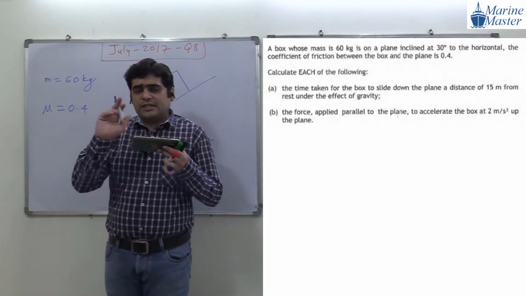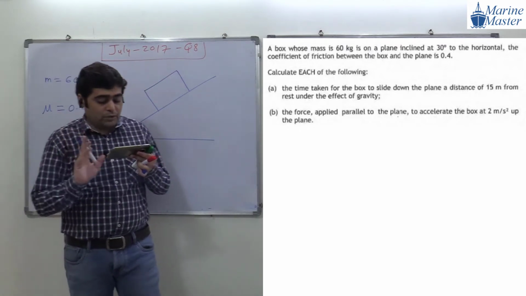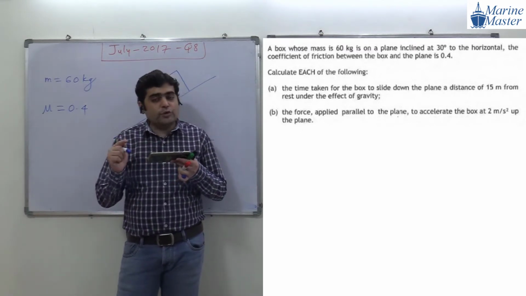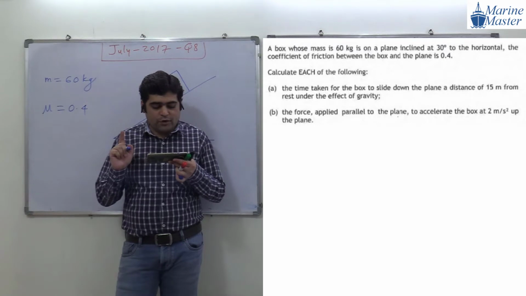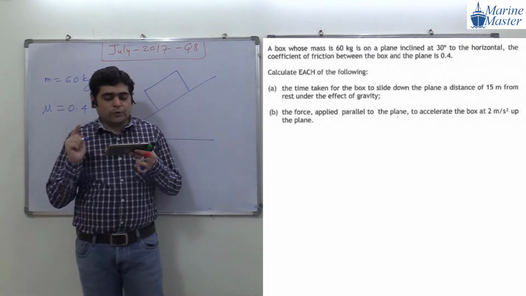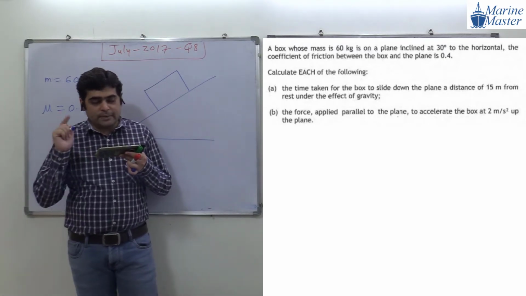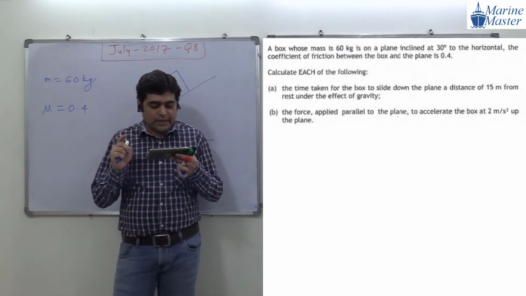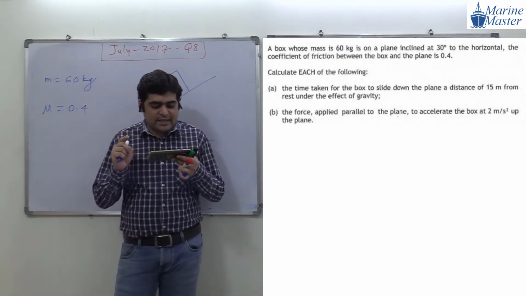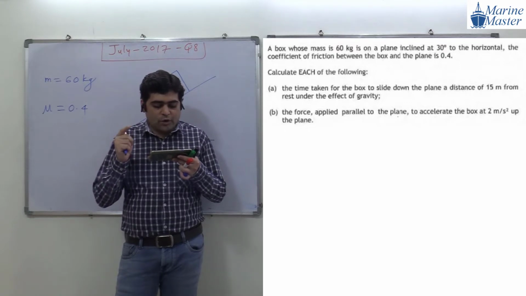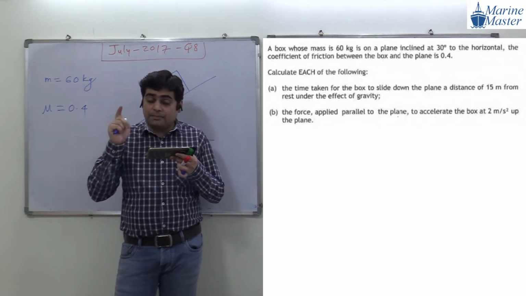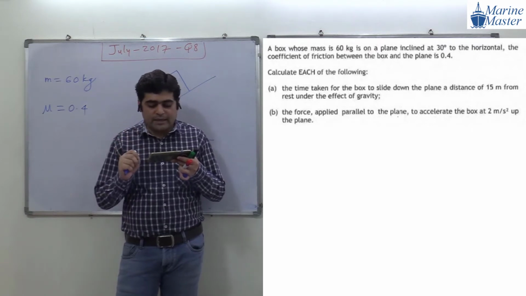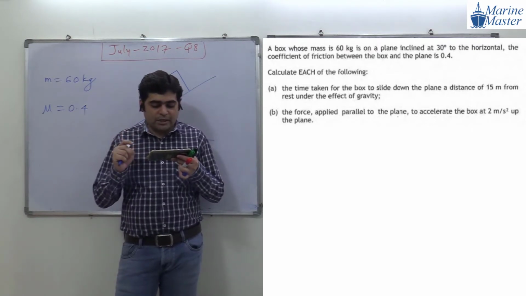Now try to see what they are asking us in the A part. Please be careful with me for the A part. Calculate each of the following. Number A, the time taken for the box to slide down the plane a distance of 15 meter from rest.